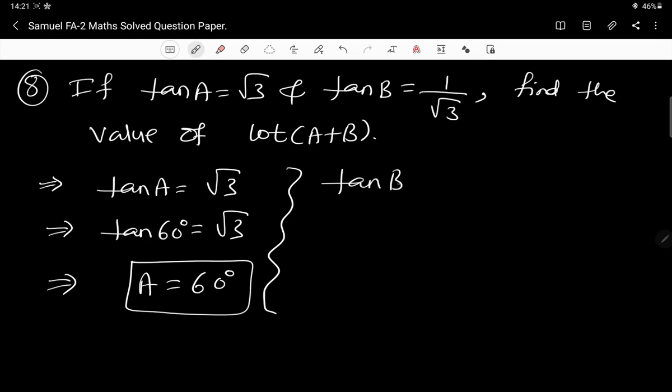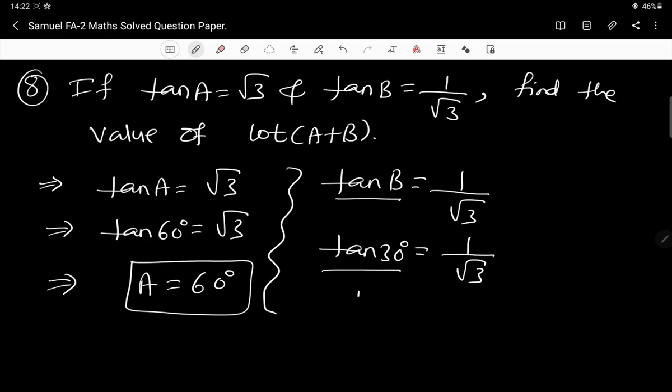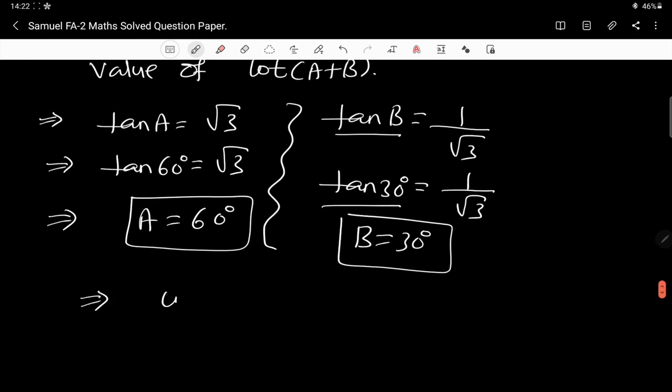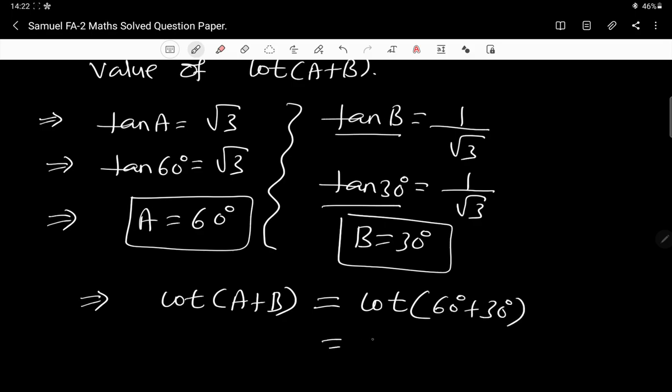Similarly, tan B is equal to 1 by root 3. And we know that tan 30 degree is equal to 1 by root 3. By comparing both, we can say that B is equal to 30 degree. Alright? Now what are they asking? They are asking us to find cot of A plus B. So cot of A plus B is equal to cot of, what is A? 60 degree. What is B? 30 degree. Alright, so it becomes cot 90 degree.